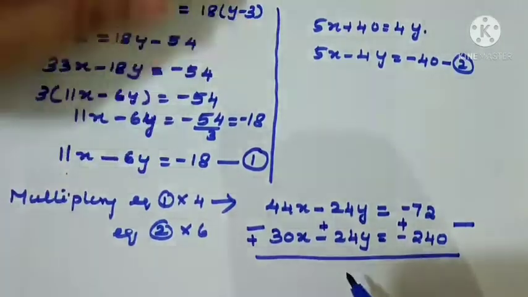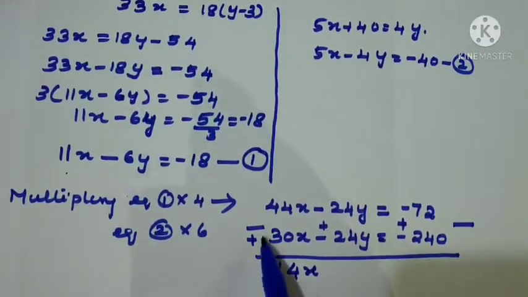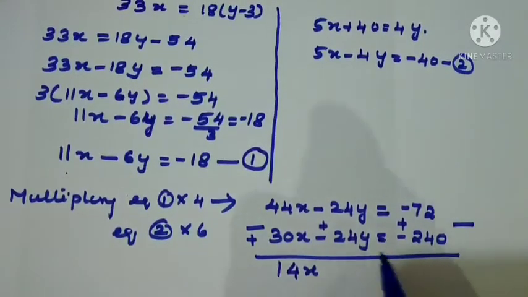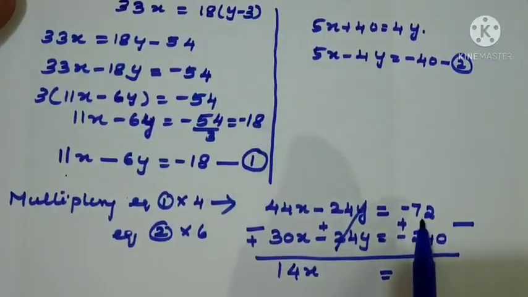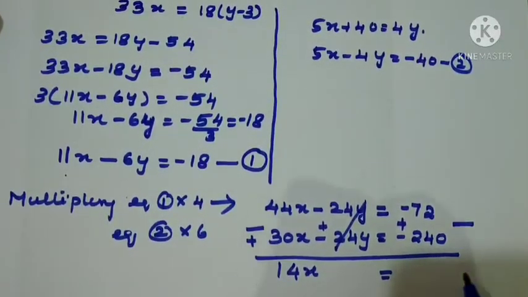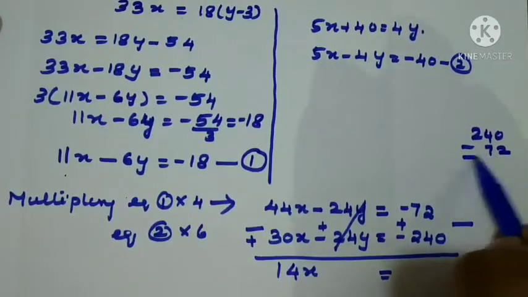So 44x and 30x, that means it is 14x with the plus sign. Here the y terms will get cancelled. Now what is remaining there? We have minus 72 and plus 240. That means we should do 240 minus 72.